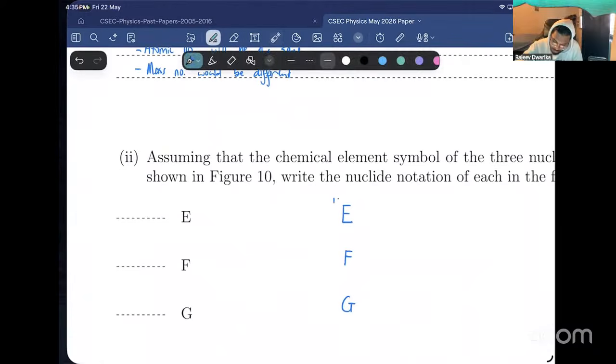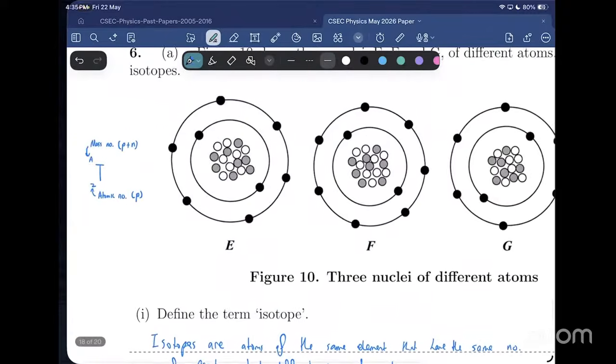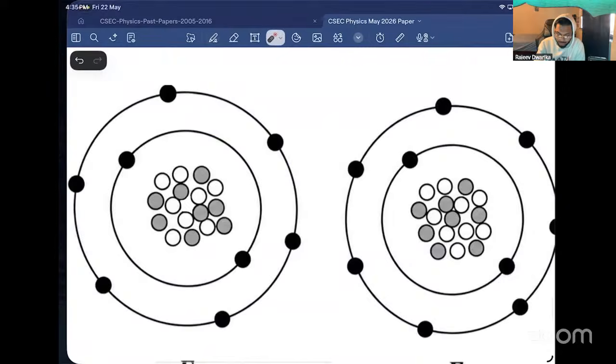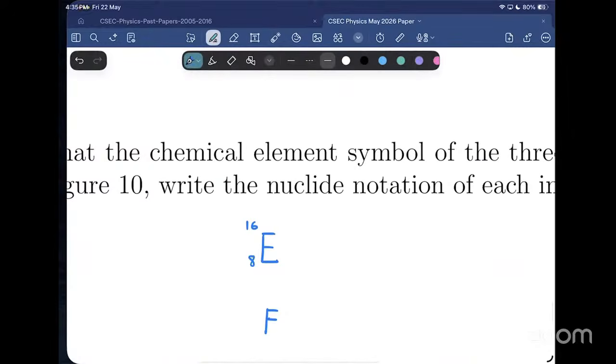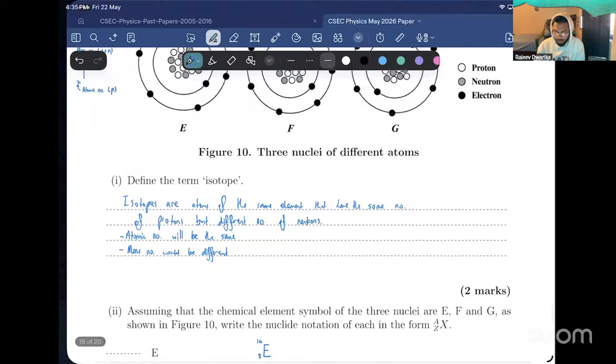So it will be 16 here. And what's at the bottom? 8. Proton, let me just verify it. 1, 2, 3, 4, 5, 6, 7, 8. Yes, sir. That was oxygen. Yeah, that's oxygen. And let me look at F now.